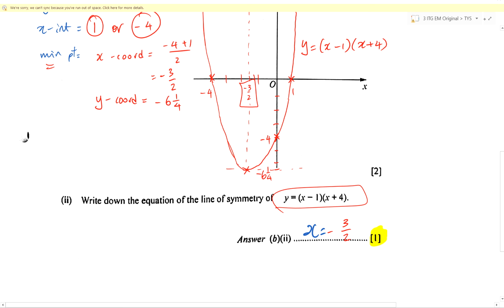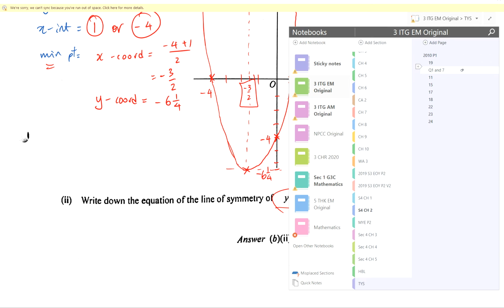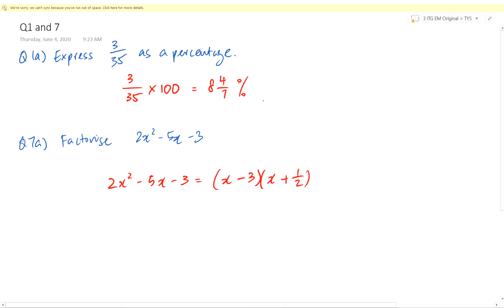Okay, next question that I'm going through. Question 1. Take a look at my work. Express 3 over 5 as a percentage. This is my work. 3 over 5 times 100 equals 8 and 4 over 7%. Is this right or wrong? Is the final answer correct? Yes, the final answer is correct. But is the working correct? It is incorrect. What is wrong with it?